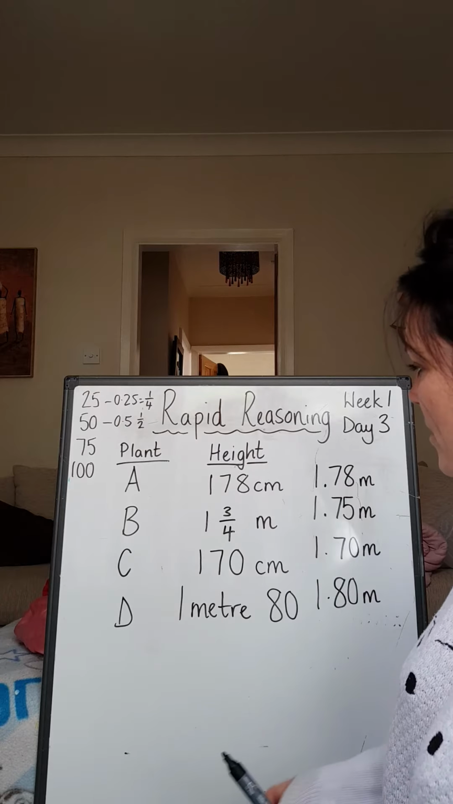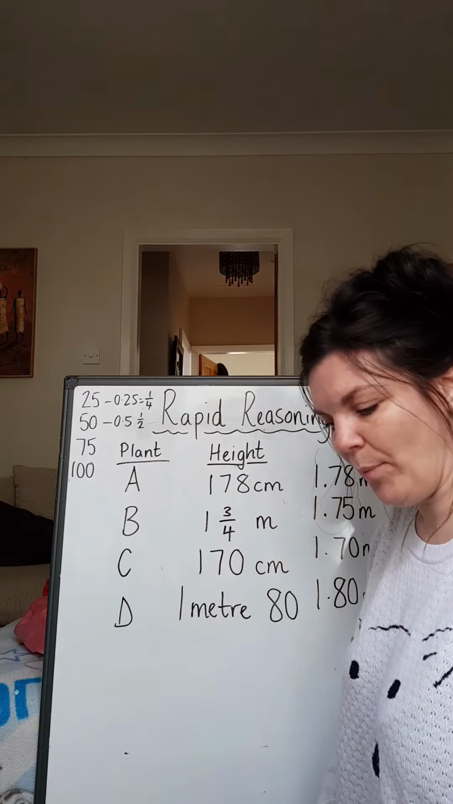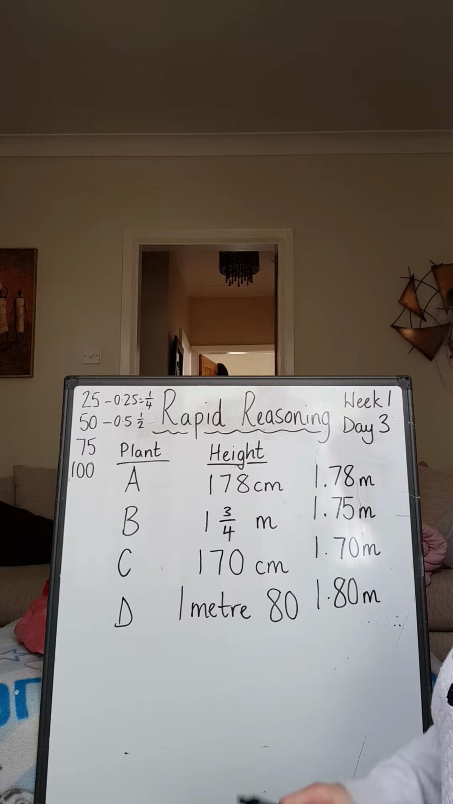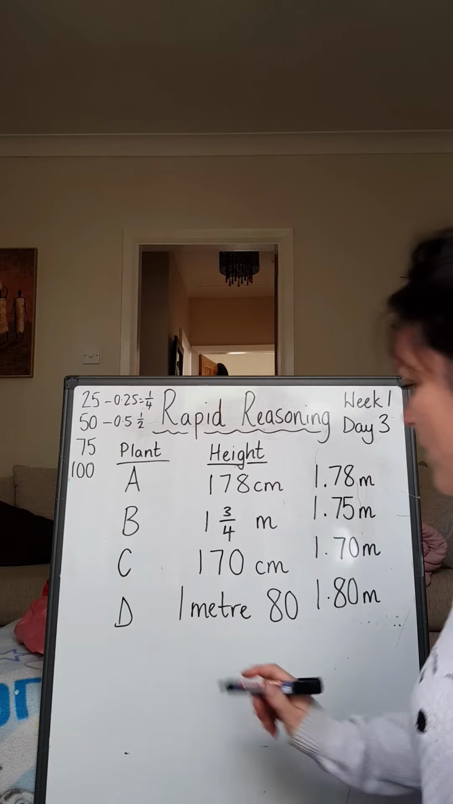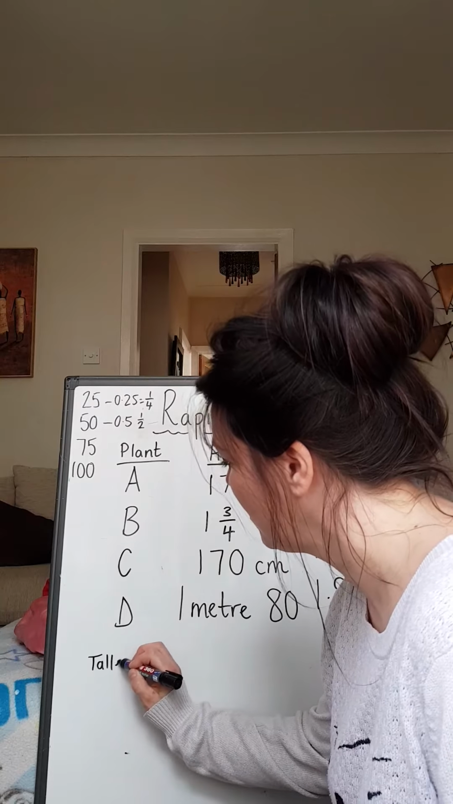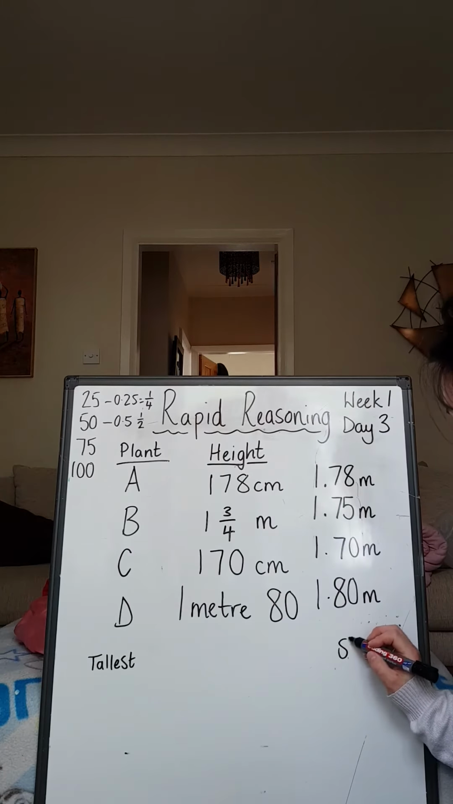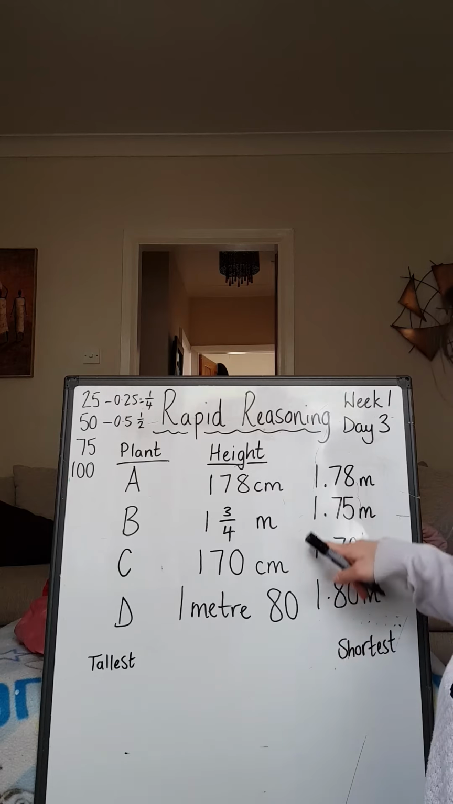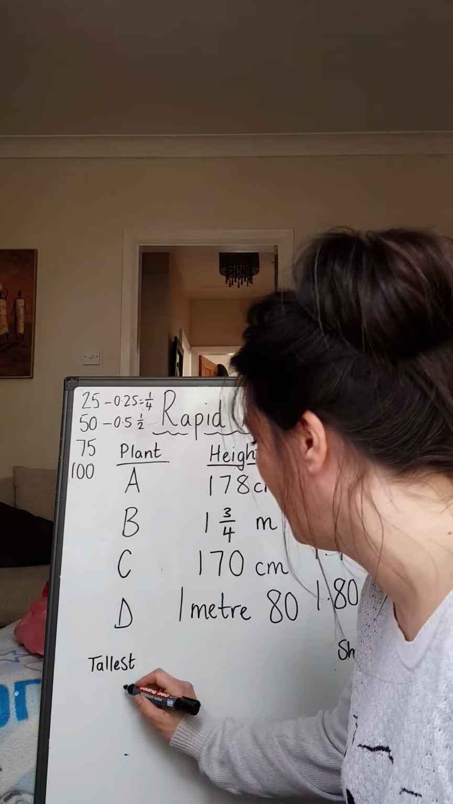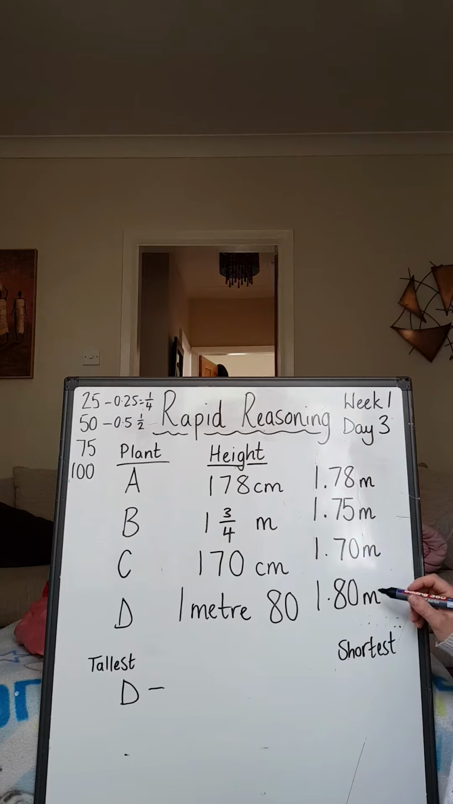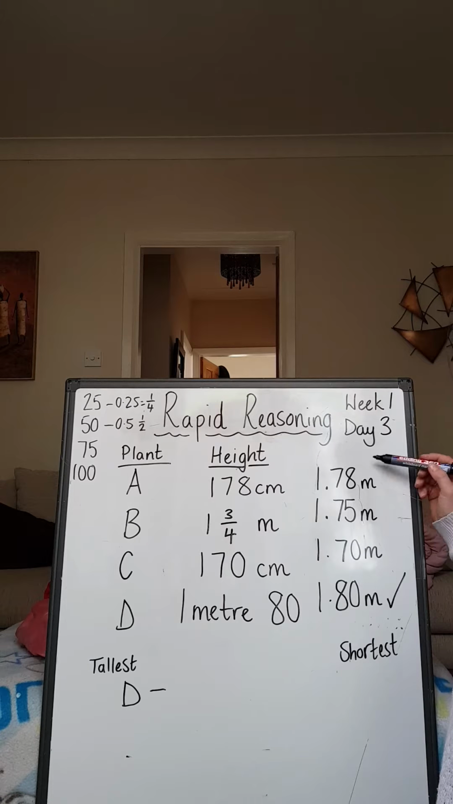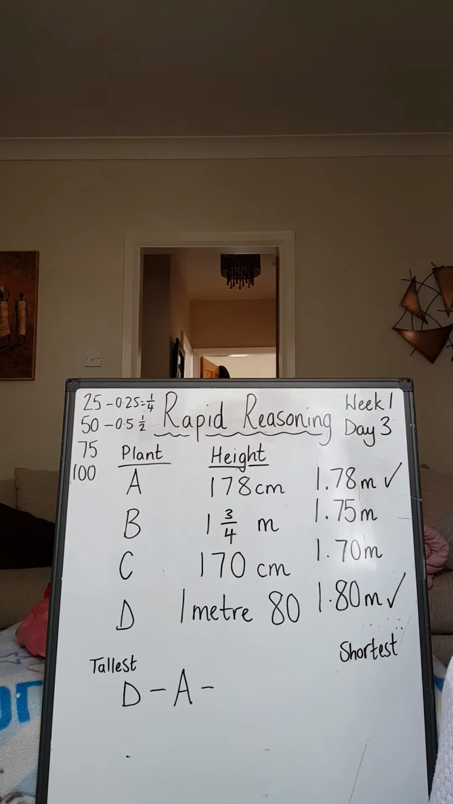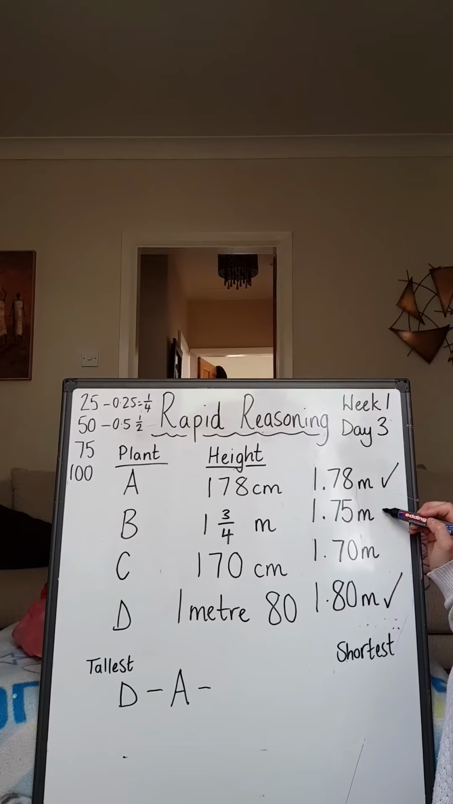So now all I've got to do is write the letters of the plants in order from tallest to shortest. So which one is the tallest? I'm going to put them in order along here, from the tallest to the shortest. The tallest one, the biggest number here is this one at the bottom. So the tallest is D, followed by the next biggest, 1.78. So the next biggest is A. The next tallest would be this one here, 1.75.